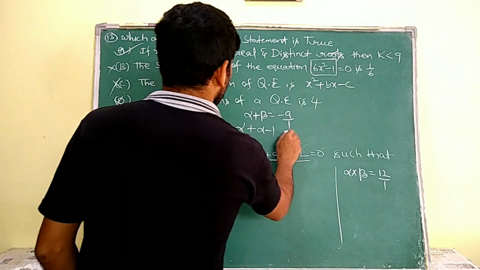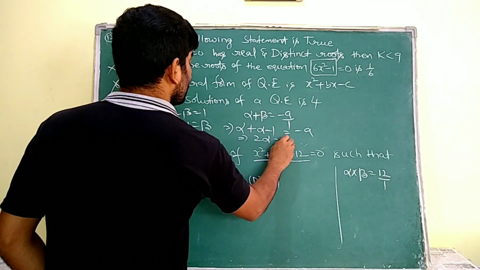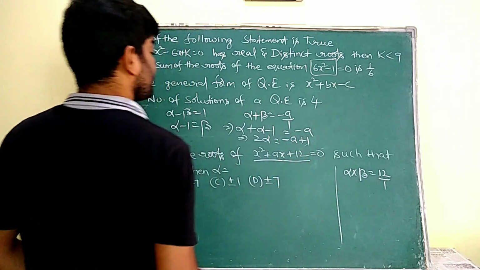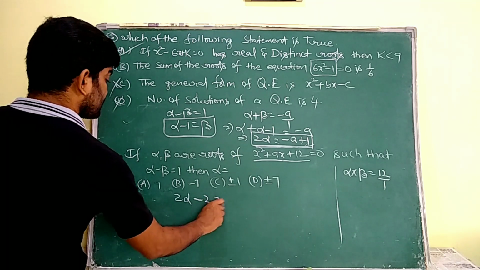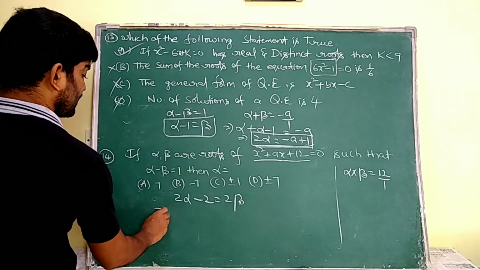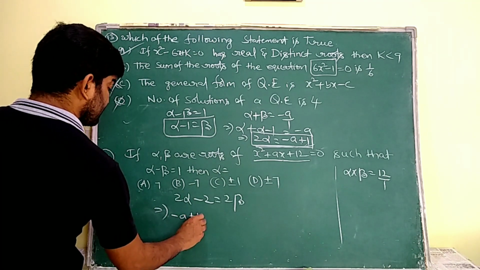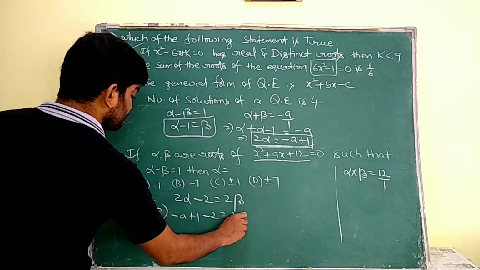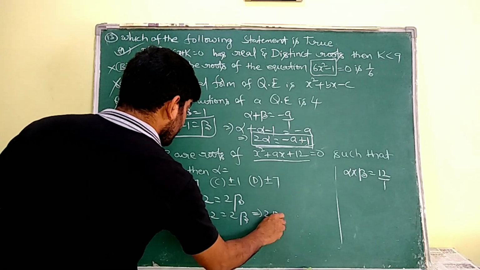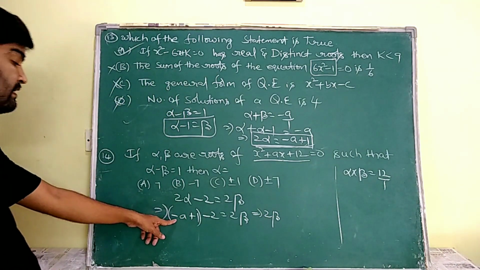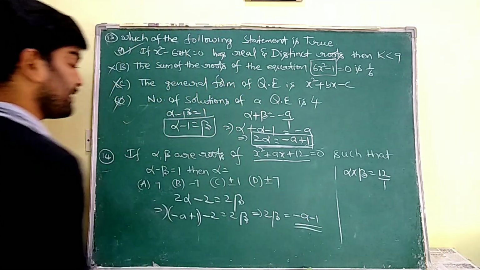So that's why b is equal to minus a. That implies 2 alpha is equal to minus a plus 1. From this equation, 2 alpha minus 2 is equal to 2 beta. Now convert this 2 alpha as minus a plus 1, and minus 2 is equal to 2 beta. See, that means 2 beta is equal to what? Tell me here. This is minus a minus 1. 2 beta is equal to minus a minus 1.